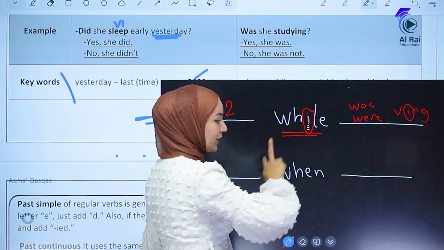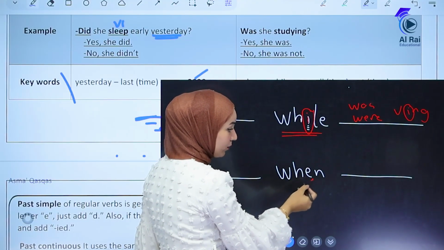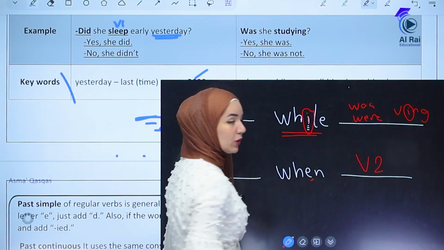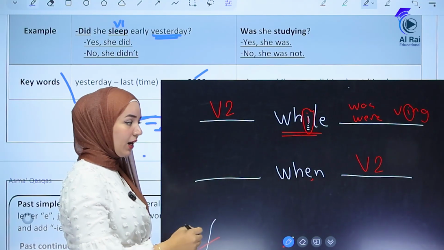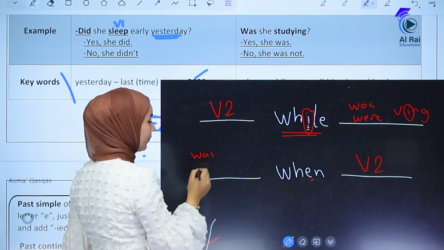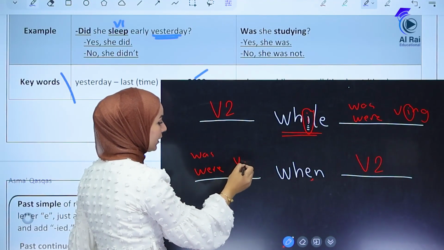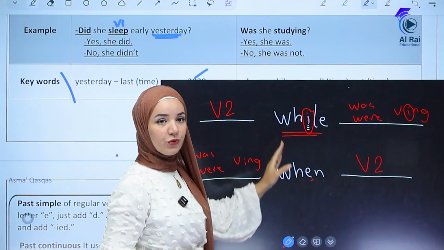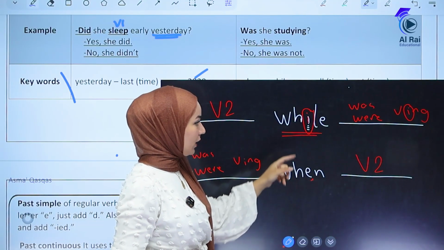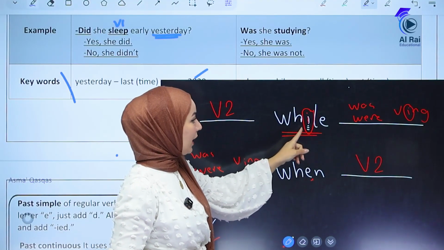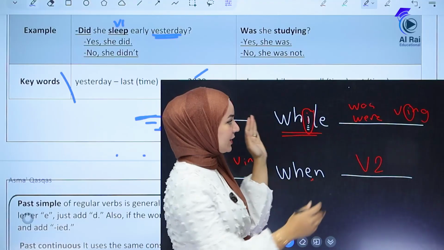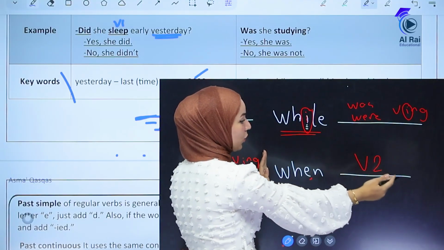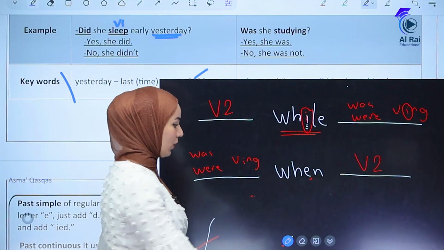Let's move to when. When we have to switch them. So do we have I here? No, so I don't need ing with it. So write verb two in that side. With the other side, I need to use was or were plus verb ing. Okay, so this is the trick how to differentiate between while and when. Focus on I, that will help you to answer the while section, okay, to be with ing, and when we don't have I, so I don't need to use the ing form with it, okay?